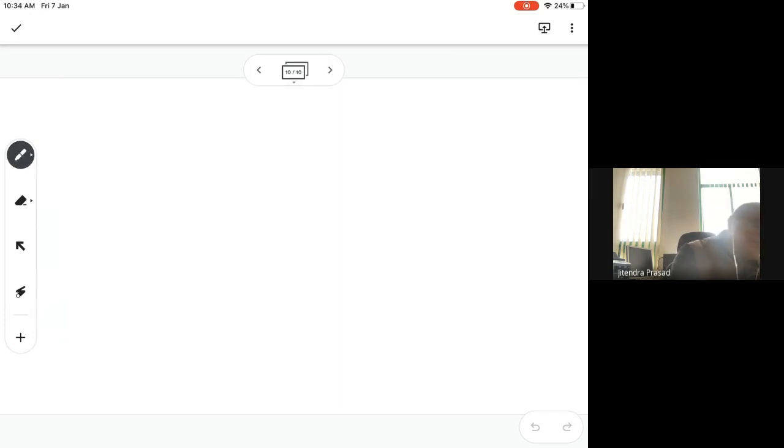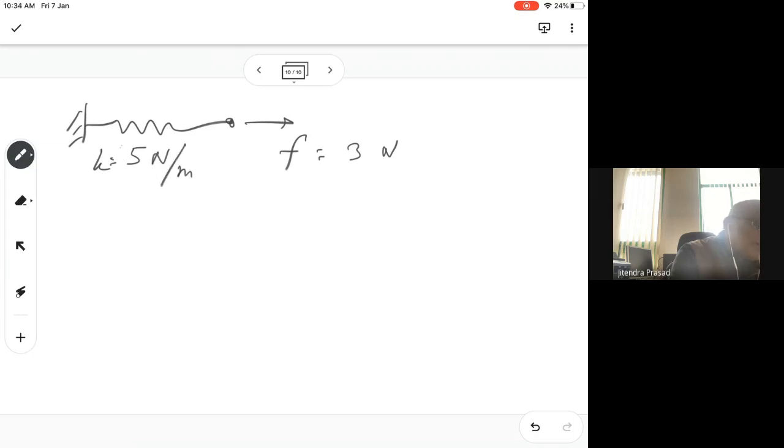And how? So let's look at the simplest problem, like this one. The value here is k equal to 5 Newton per meter, and let us say the force F equal to 3 Newton is given. It is fixed like this one. Now we have to solve this using finite element analysis. And how to do it?